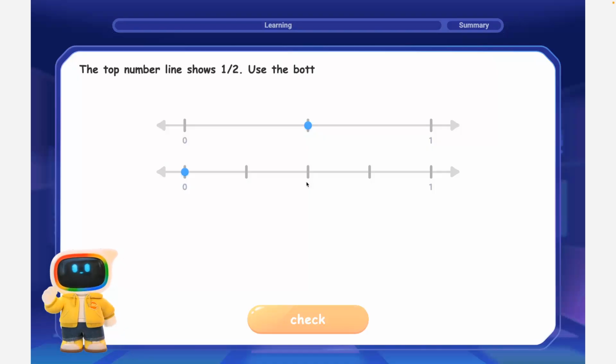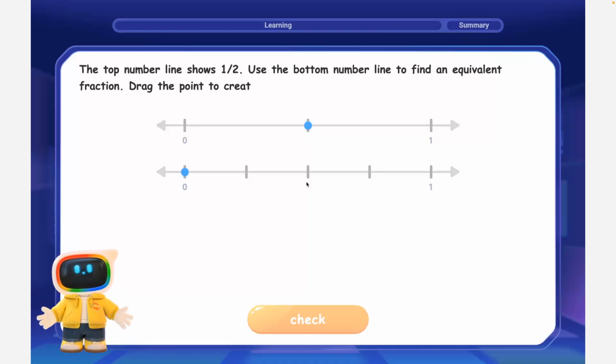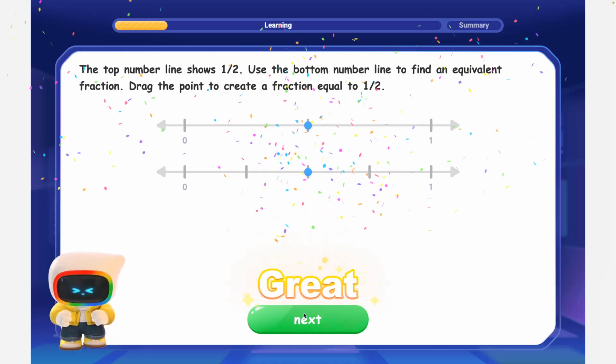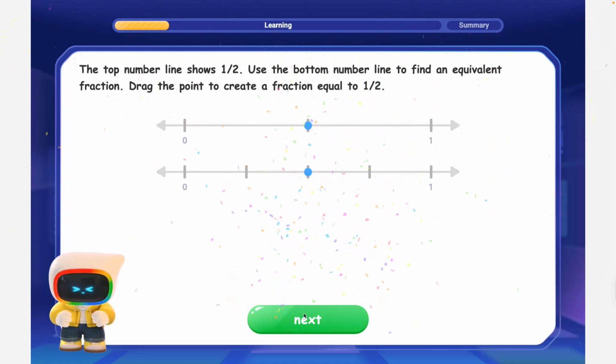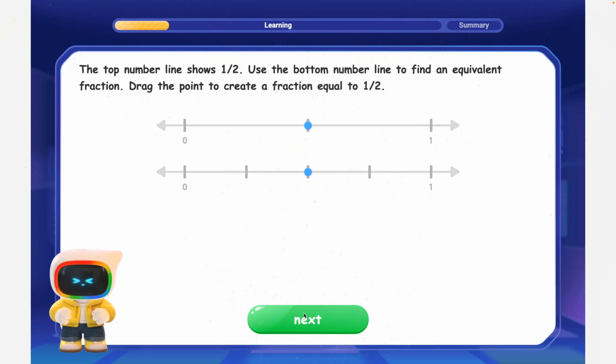The top number line shows 1/2. Use the bottom number line to find an equivalent fraction. Drag the point to create a fraction equal to 1/2. Great job! You found that 2/4 is equivalent to 1/2. Both fractions mark the same position on the number lines.